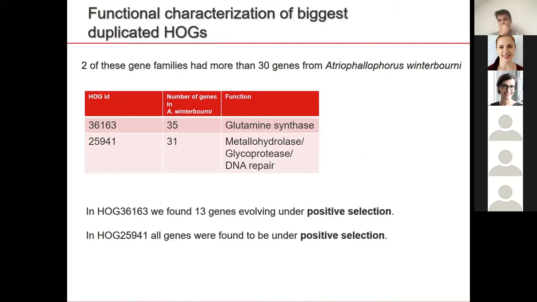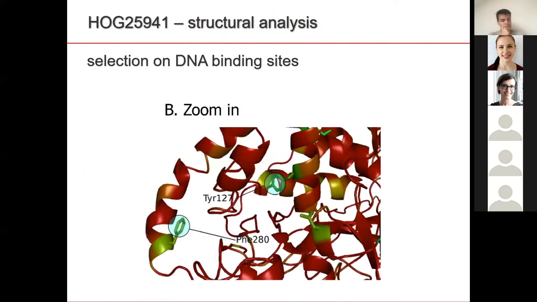We focused our analysis on the second family because of that result, and we did structural analysis of the protein that the gene family creates, and we colored the sites of the protein by the probability of being under positive selection. And we found four sites with a probability of greater than 95% of being under positive selection, and two of these are DNA binding sites.